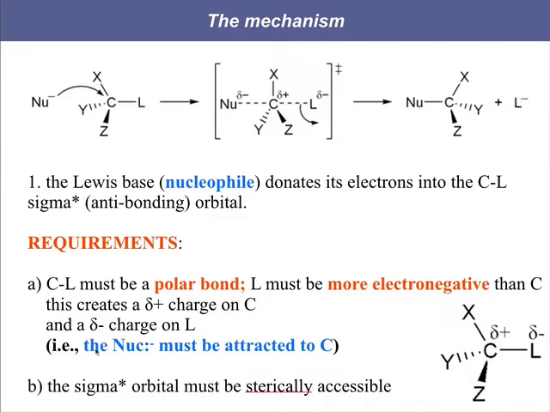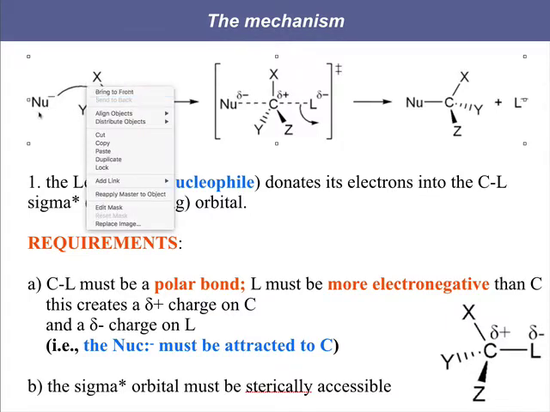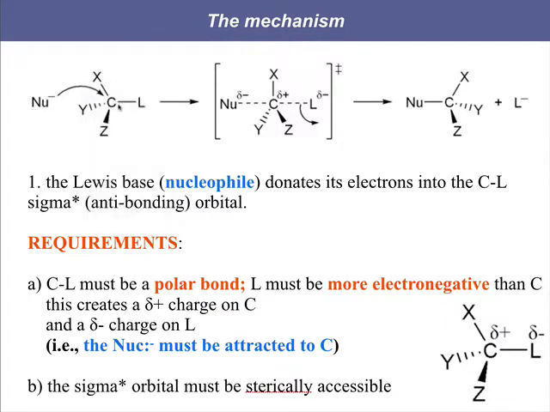If the nucleophile is not attracted to this carbon, the reaction is not going to happen. Again, we specifically need the nucleophile to attack the carbon and displace the leaving group. So there must be some motive for the nucleophile to do that, some attractive force. And we have that attractive force by ensuring that carbon is partially positive. And we can ensure that carbon is partially positive by having it bonded to an atom that is more electronegative than it.